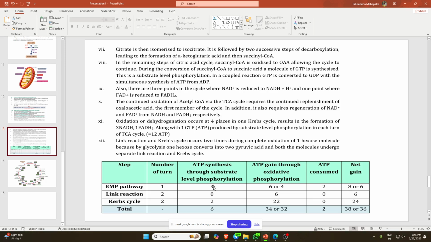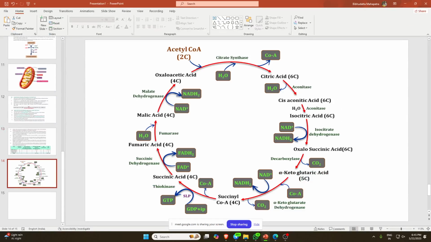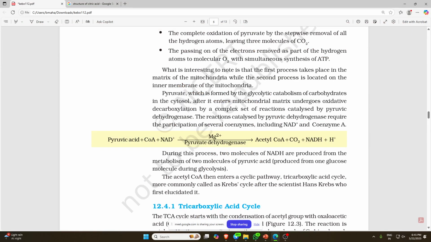Also, there are 3 points in the cycle where NAD is reduced to NADH. Now you see over here, how NAD is reduced. One here, 2, 3, and here is the FADH2.